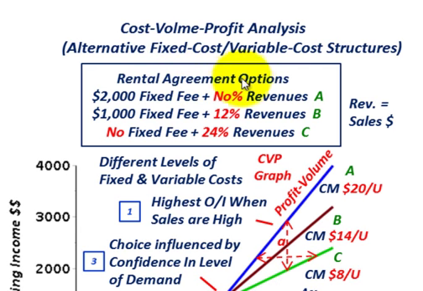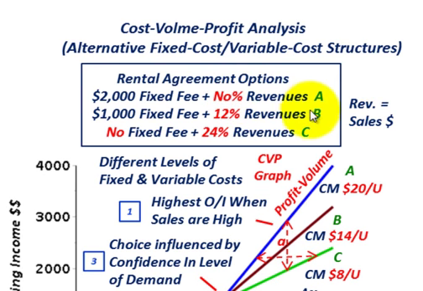Those options include our rental cost based on some fixed fee that we have to pay on a monthly basis, plus some percent of our revenues or our sales. So we're going to look at these three different options. For option A, we have a $2,000 fixed fee that we pay on a monthly basis, but we don't pay any percent of our revenues or our sales.